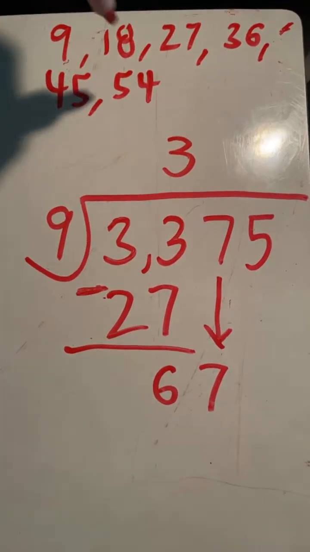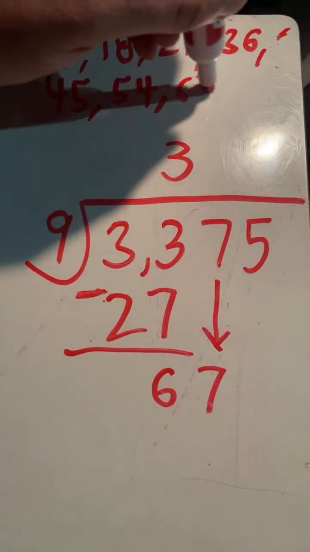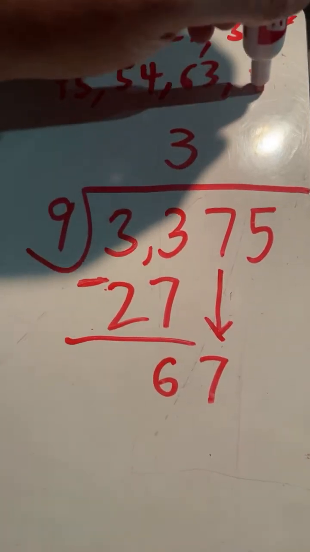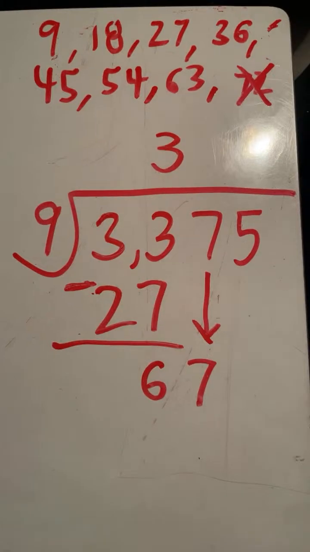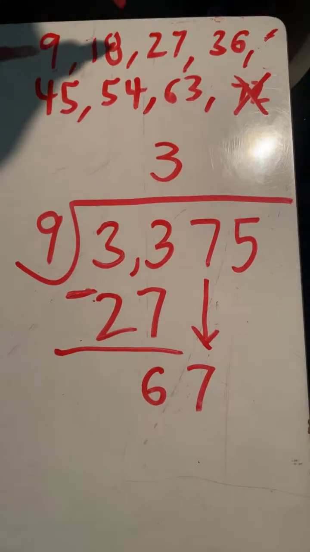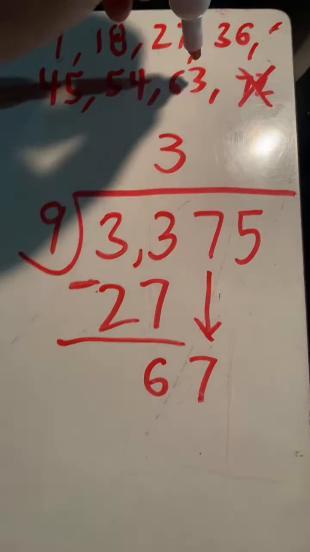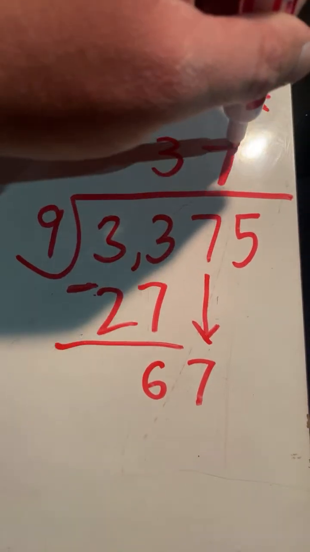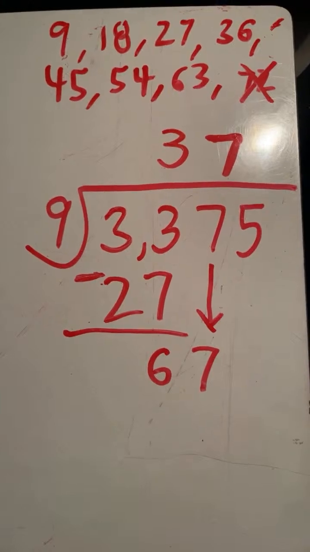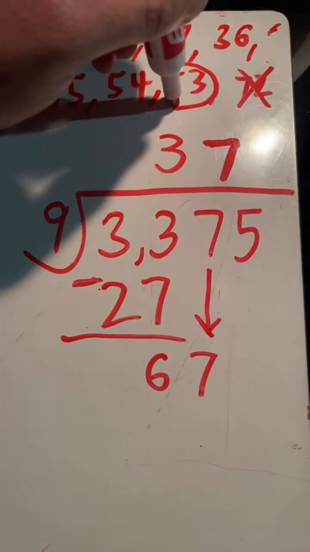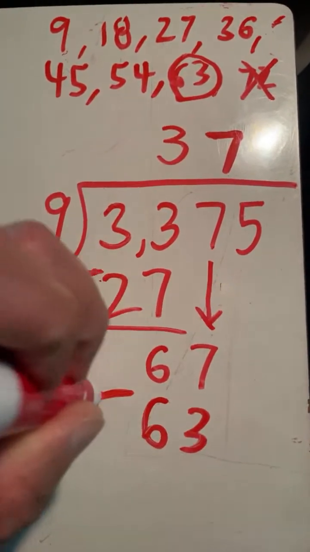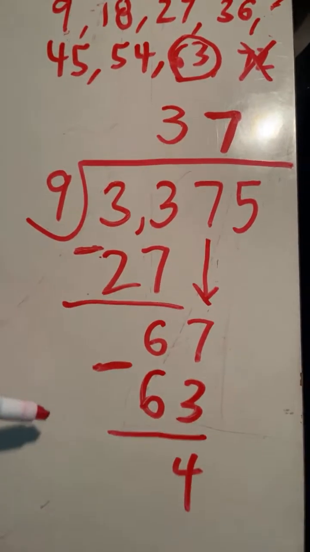54, I'm at 6 groups of 9. 63, I'm at 7 groups of 9. Now, if I count by 9 again, I'm at 72, and 72 is too far. That would be past 67, but I was able to get 1, 2, 3, 4, 5, 6, 7 full groups of 9 within 67. 63 was as close as I could get to 67 without going over. That's what we subtract. 67 minus 63 equals 4, so we have a remainder of 4.